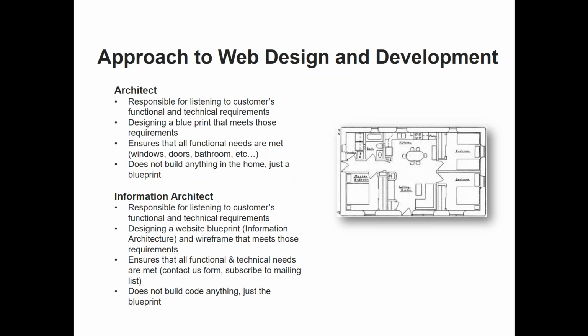The information architect says, okay, the top level, you have the home page, you have the About Us page, you have the services page, and you have the Contact Us page, and under there you have these subsections, and then here's what the wireframe for the site looks like. So they ensure all that works. They don't build or code anything. They just kind of do the blueprint.